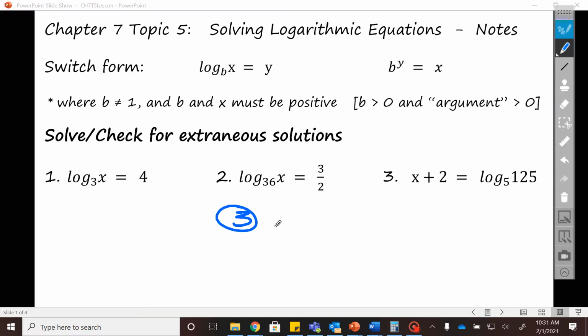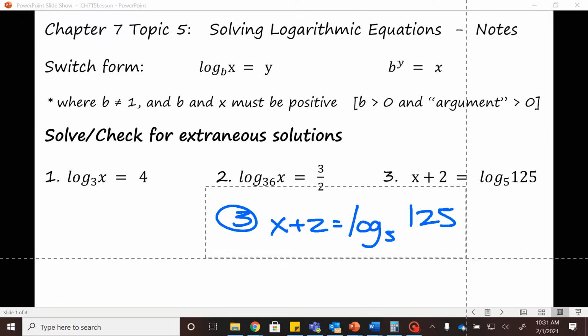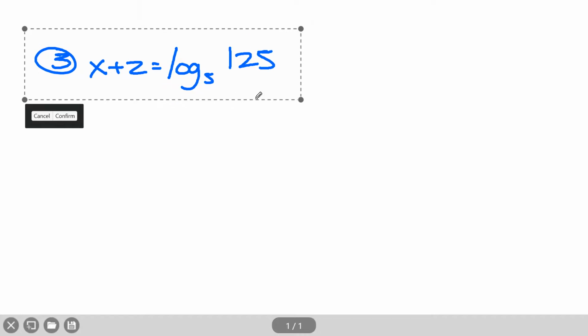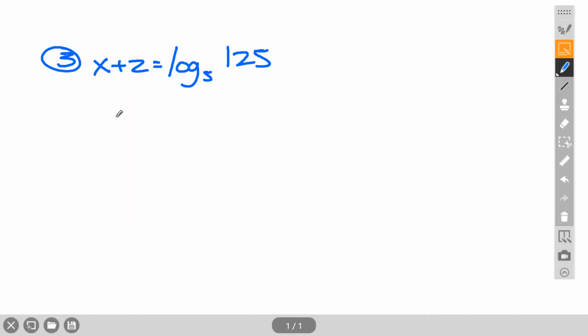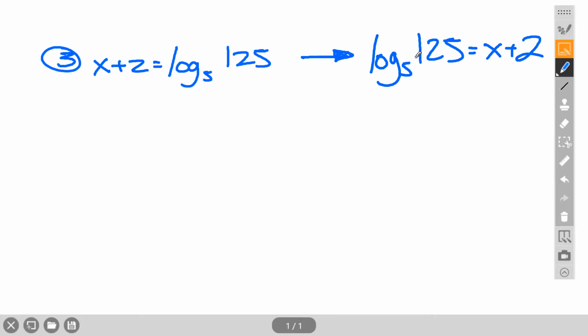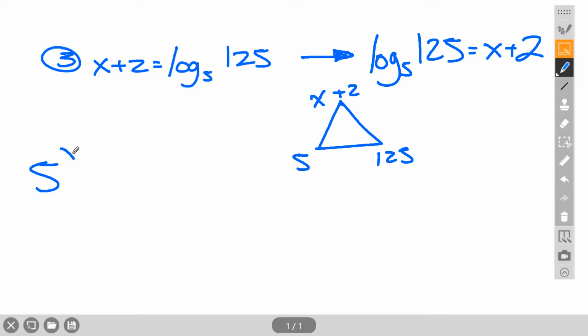Number 3, x plus 2 equals log base 5 of 125. Now, if you want, you can write the log on the left side if it's easier to look at. Log base 5 of 125 equals x plus 2. Either way, that would be up to you. Okay, so I'm going to write here 5, 125, x plus 2. Okay, so I get 5 to the x plus 2 power equals 125.